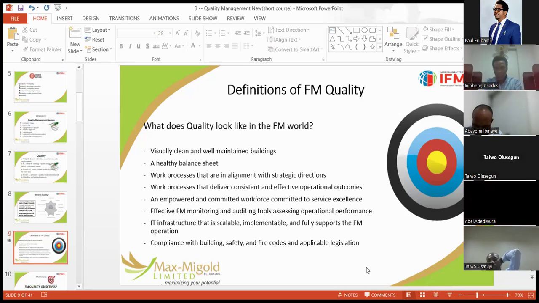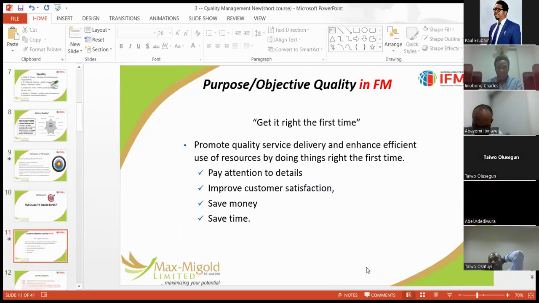All right. Now, quality objective. The objective of quality is simple. Get it right the first time. As an FM, we do not encourage trial and error. You must get it right the first time.